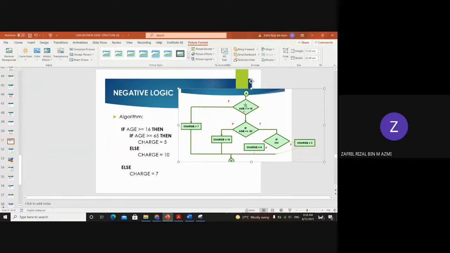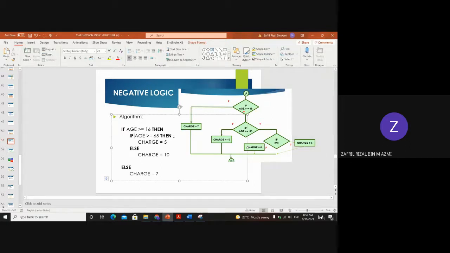Correct. Okay. This is true kan? True. You got this one. So if this is true, you got another decision. Correct. So in line 3, we have slightly to the right. Slightly to the right because it belongs to this true. True meaning it belongs to this.